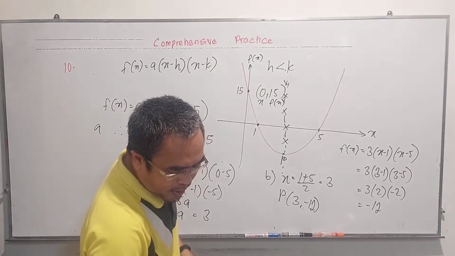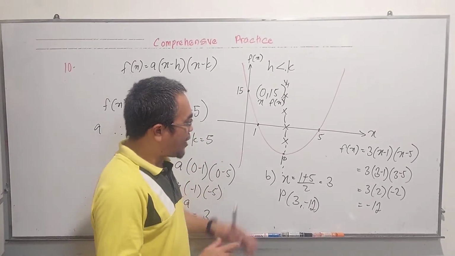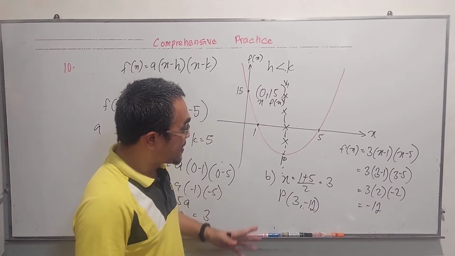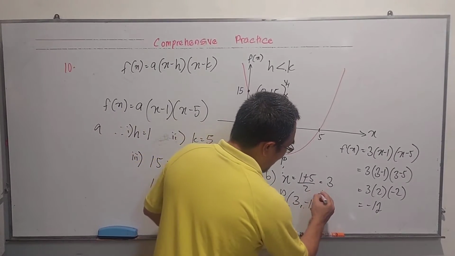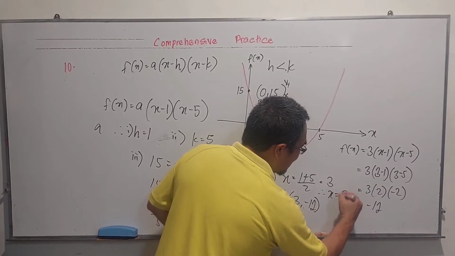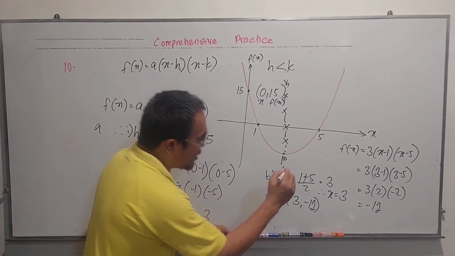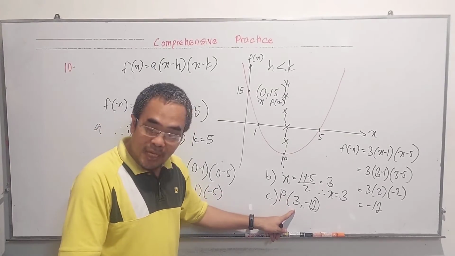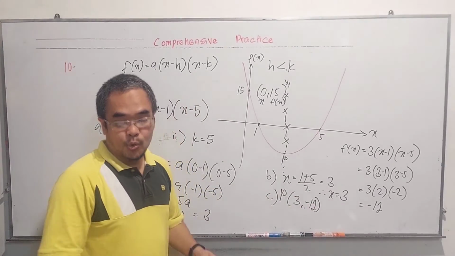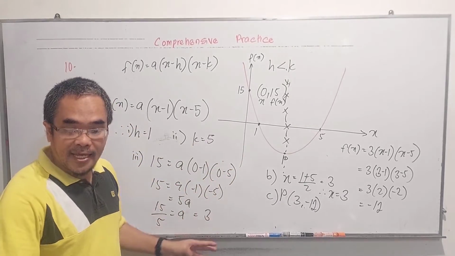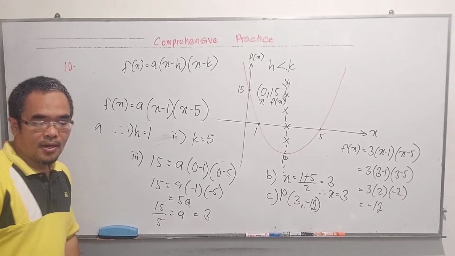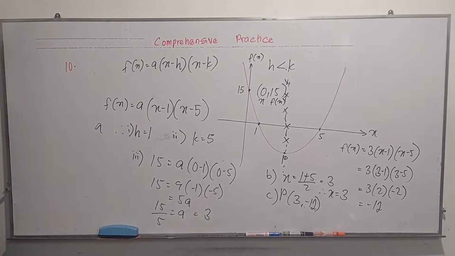Actually for B, this is the answer: x equals 3. Therefore I will write x equals 3. And this is the answer for question C. For P, the x is 3, then the y is negative 12. Is there anything you want me to clarify further? Okay, take note of that.